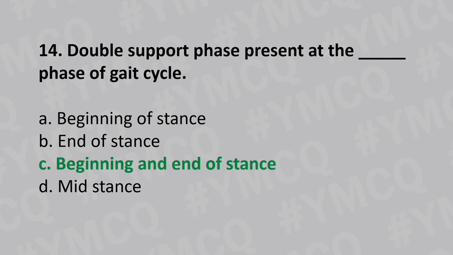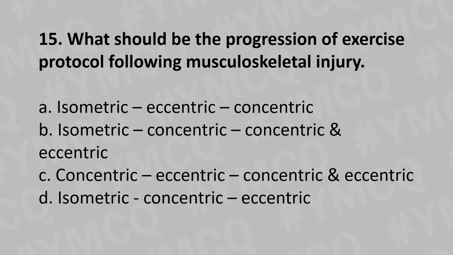What should be the progression of the exercise protocol following musculoskeletal injury? Option A, isometric, eccentric, concentric. Option B, isometric, concentric, concentric and eccentric. Option C, concentric, eccentric, concentric and eccentric. Option D, isometric, concentric and eccentric. And the answer is option A, isometric, eccentric and concentric. Moving to our 16th question.